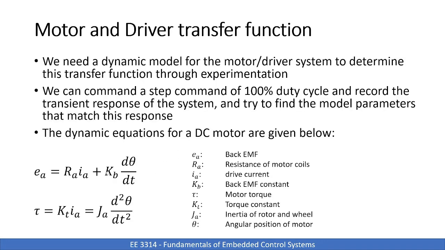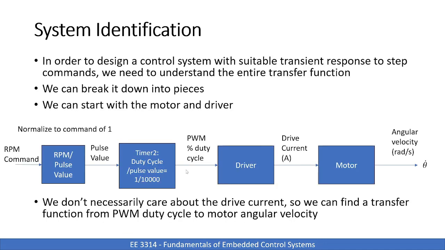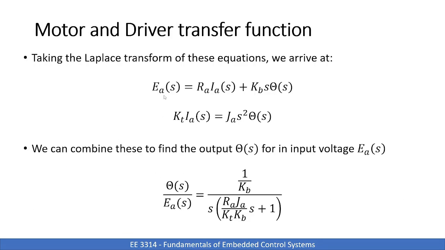Okay, so if we take the Laplace transform of these two equations, we get this. So the voltage is equal to RA IA of S plus KB S times theta of S. Okay. All right. And KT IA of S is equal to JA S squared theta of S. So that's the Laplace. We can combine these to find the output, this theta of S for an input voltage. So this gives us theta, which is position of the motor per voltage, is equal to this response. So this is a second order response, right?